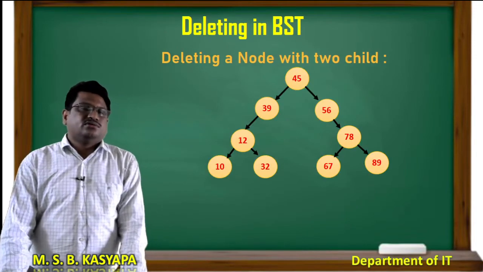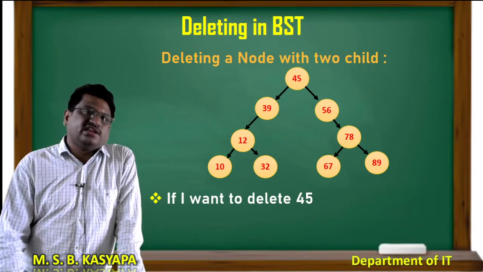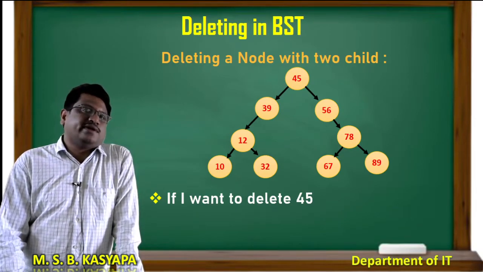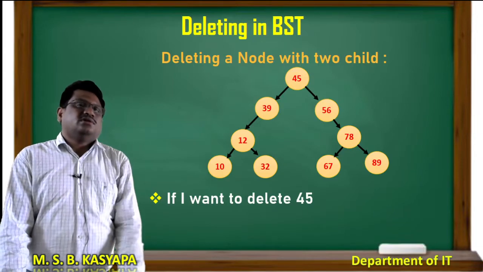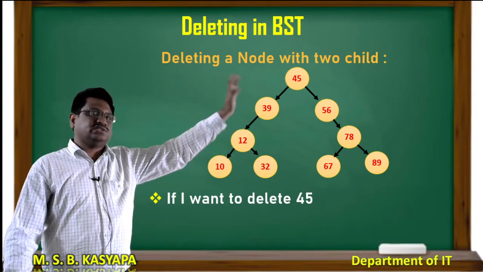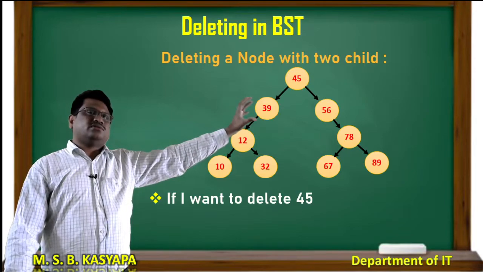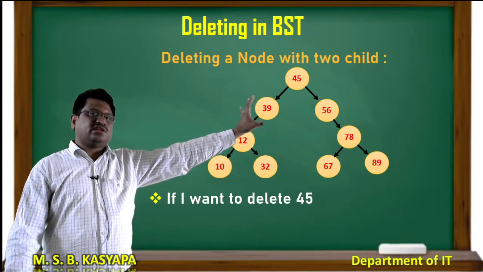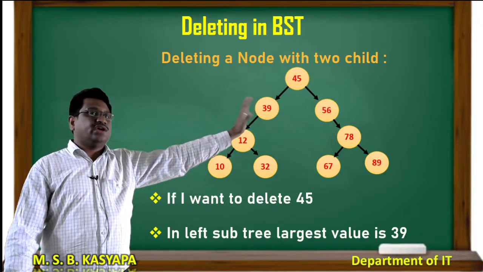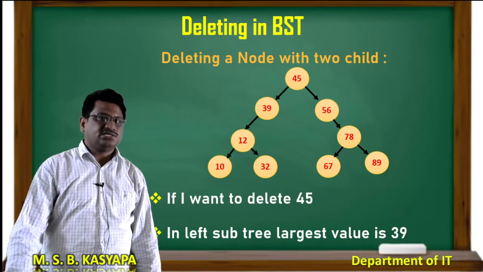Okay. Now suppose in this tree I want to delete 45. See, 45 has a left subtree and a right subtree. So, I have to find a replacement value. What is the replacement value? If it is the left subtree, I need to replace with the largest value. If it is the right subtree, I need to replace with the smallest value. Here, the largest value on the left side is 39, so I can replace 45 with 39. If it is the right side, then I have to replace with 66.